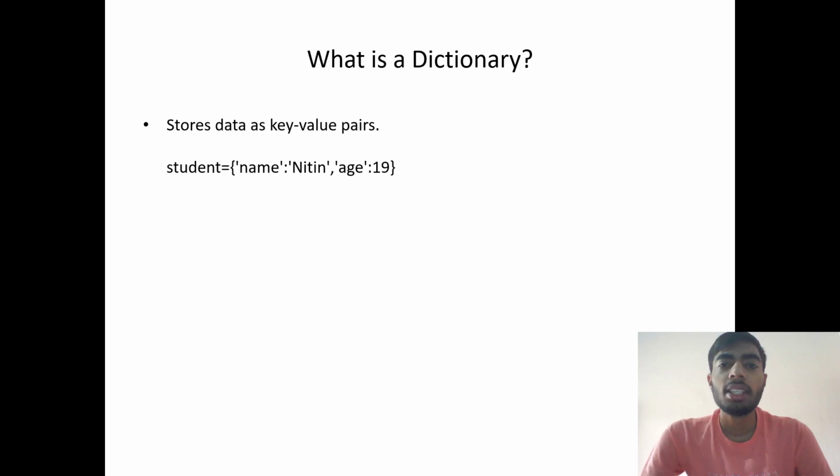Now let's understand dictionaries. A dictionary stores data in the form of key value pairs. Instead of accessing data using an index, we access it using a key. In an example, the key name stores the value Nitin and the key age stores the value 90. Dictionaries are enclosed in curly braces. They are extremely useful when storing related information about a person, product, or any object.